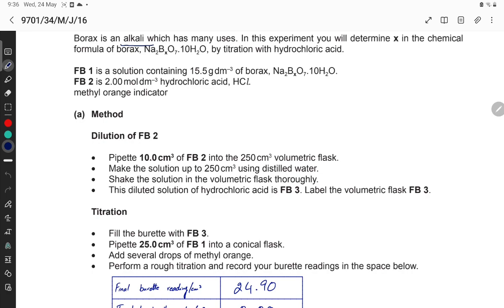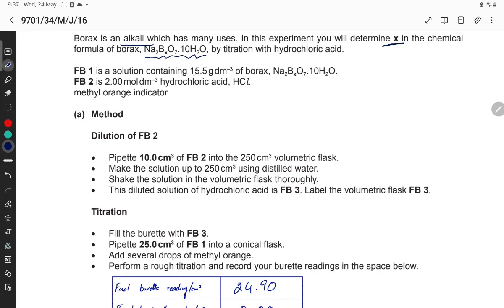This is an alkaline solution. Borax is an alkaline solution which has many uses. In this experiment, you will determine the value of X in the chemical formula of borax by titration with hydrochloric acid.